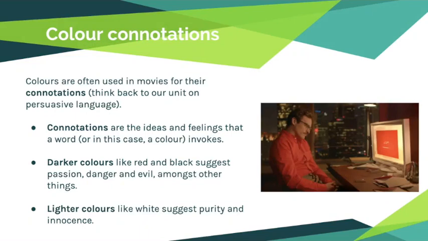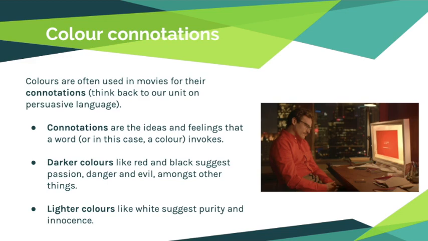It's also really important to consider the connotations of colours. So think back to our unit on persuasive language. We know that connotations are essentially the ideas or the feelings and emotions that a word, or in this case a colour, invokes in us. So we know that darker colours like red and black often suggest things like passion, danger, love, evil. Whereas lighter colours like white and yellow suggest purity and innocence. And filmmakers use colours sometimes to represent characters and their feelings as well.